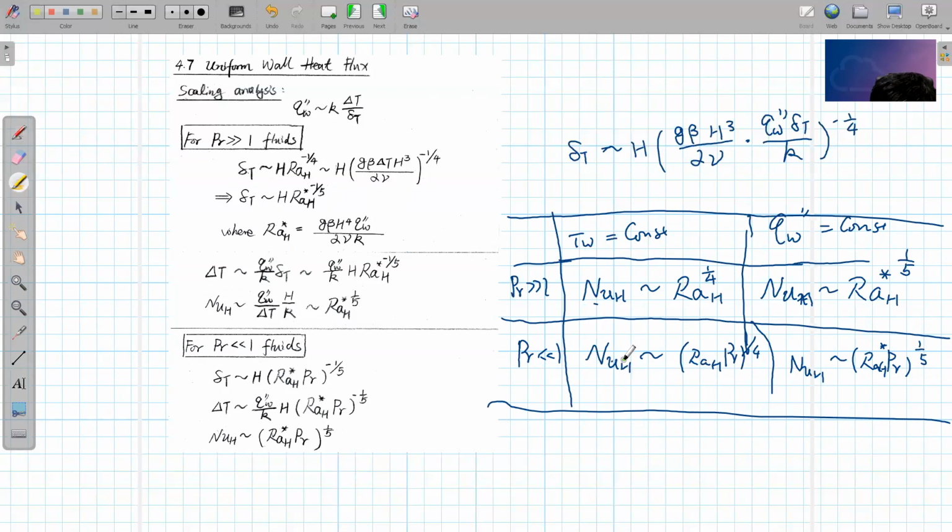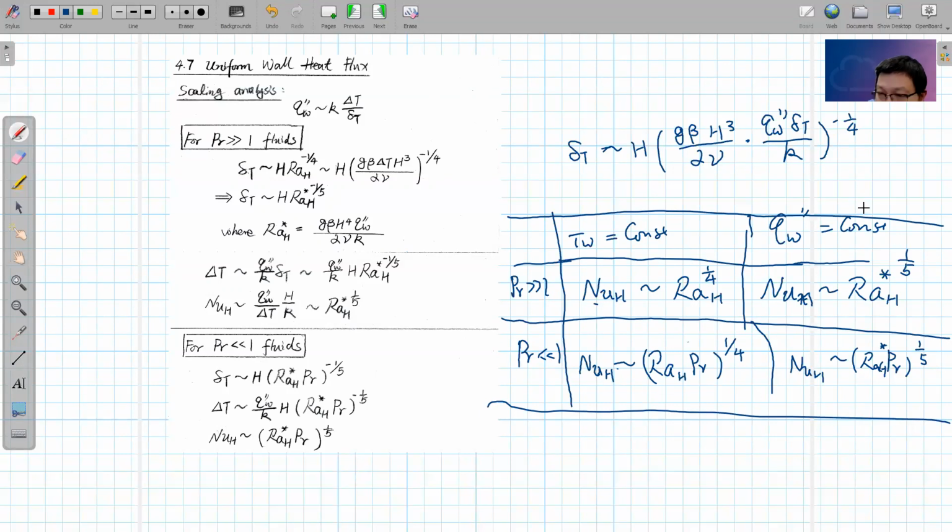Let me erase it to rewrite it. I know that I didn't write it correctly. It should be positive. So this will be Nu of H. Let me just regroup the result here. You can also find all this scaling analysis from previous slides. So this will be Ra_H Prandtl number to the 1 over 4.